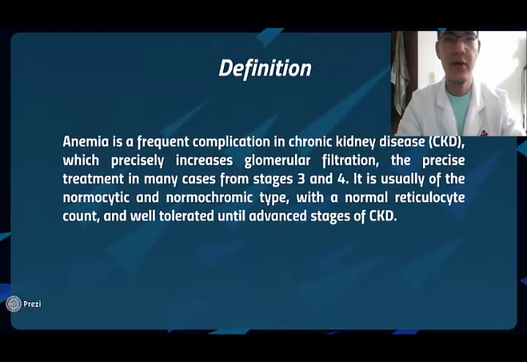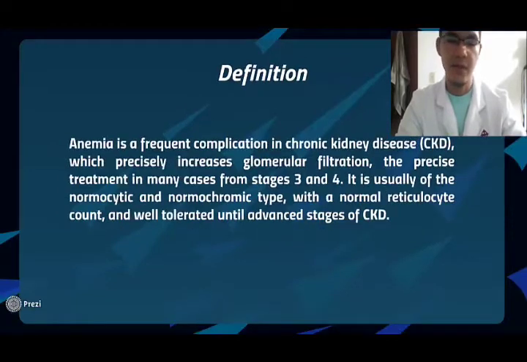Definition: anemia is a frequent complication in chronic kidney disease, which appears as glomerular filtration decreases. Treatment is precise in many cases from stage 3 and 4. It is usually of the normocytic and normochromic type, with a normal reticulocyte count, and well tolerated until an advanced stage of CKD.